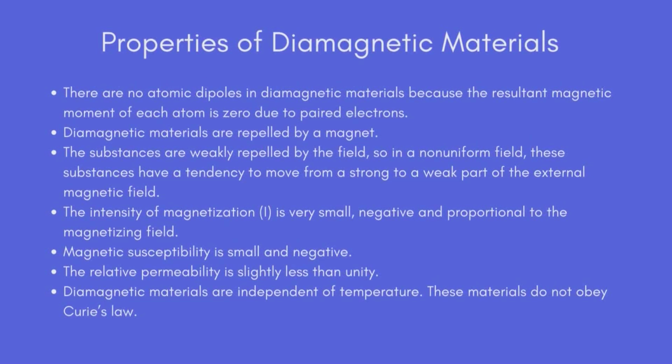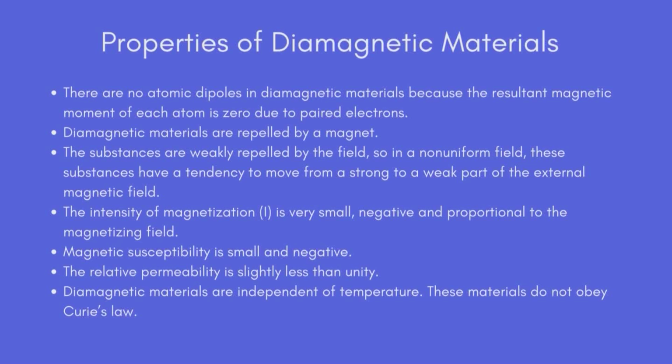There are no atomic dipoles in the diamagnetic materials because the resultant magnetic moment of each atom is zero due to paired electrons. Diamagnetic materials are repelled by a magnet. The substances are weakly repelled by the field. So, in a non-uniform field, these substances have a tendency to move from a strong to a weak part of an external magnetic field. The intensity of magnetization is very small, negative, and proportional to the magnetizing field.